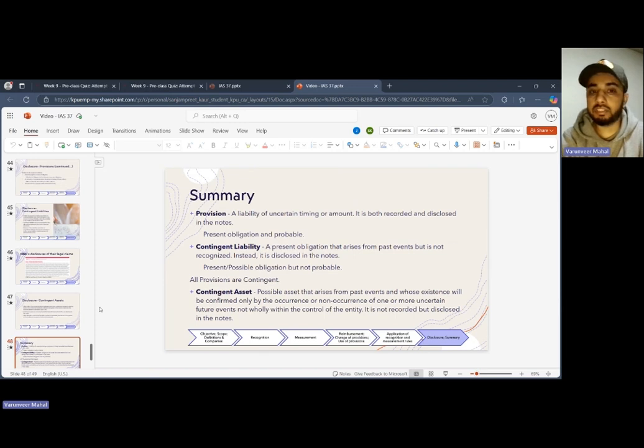Here's a brief summary. Provisions are a liability of uncertain timing or amount. They are both recorded and disclosed. A contingent liability is not recorded, but it's disclosed in the notes. And the same goes for the contingent asset. It's not recorded, but goes in the notes.